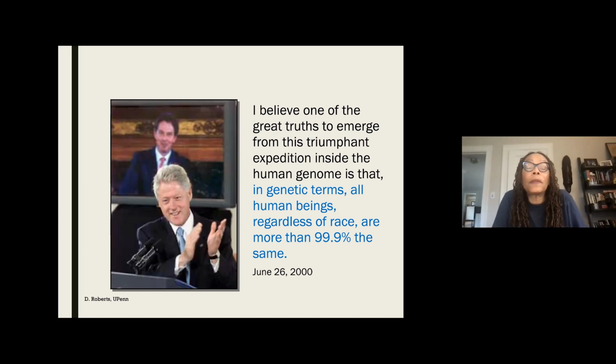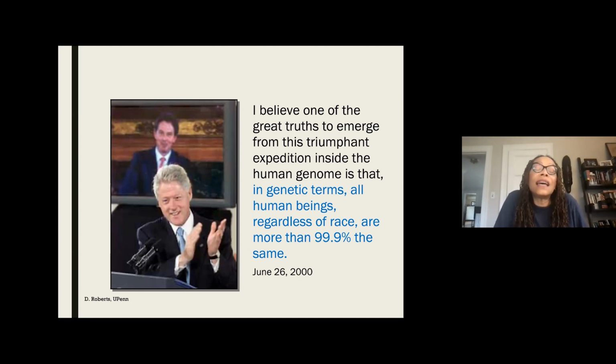So many people thought, okay, now finally, we're going to get rid of this biological concept of race in medicine and biomedical research, and maybe even more broadly in American society. But instead, what happened was just the opposite. We saw a resurgence in interest in looking for race-based genetic differences.